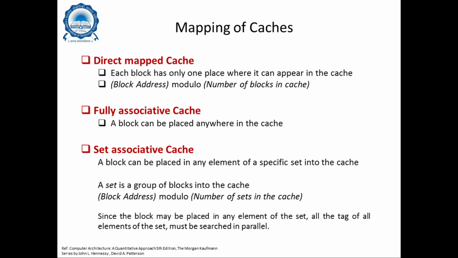Since the block may be placed in any element of the set, all the tags of all the elements of the set must be searched in parallel. In a fully associative cache, if you recall, we were searching all the elements together in parallel using a comparator. Here we don't need to search all the elements; we are only searching the elements within that particular set. We compare with the help of comparators all the tags of all the elements of the set to find out if one matches. If it matches, it's a hit. If it doesn't match, then it will be placed in that particular location.